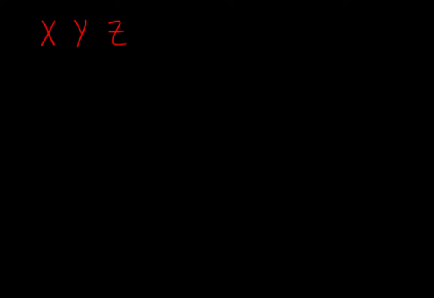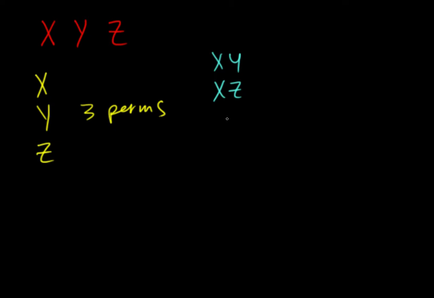So if we just pick any one of them, we can just do X, and then the next one's going to be a Y, then the next one's going to be a Z. So there's only 3 permutations. Now, if we take them 2 at a time, we could do XY, XZ. We could do YX, YZ, and we could do ZY, ZX. And that's a total of 6 permutations.